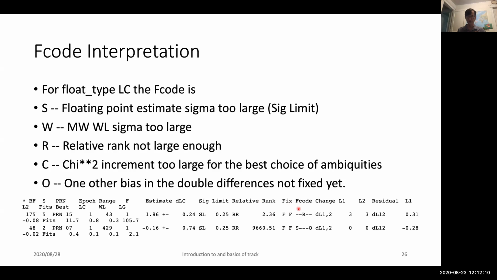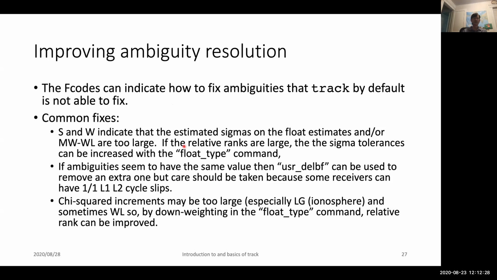You look at the F code. The other columns, we'll talk about in a second, can be W, which means the Melbourne-Wubbena wide lane is too poorly determined, has too large a sigma on it. That's a very common one that we often change the status for just to have it happen. So these F codes indicate how the ambiguities were tracked and, importantly, why they weren't fixed.